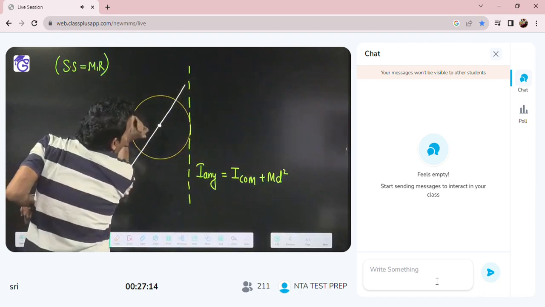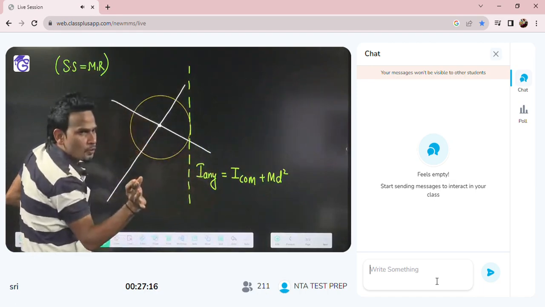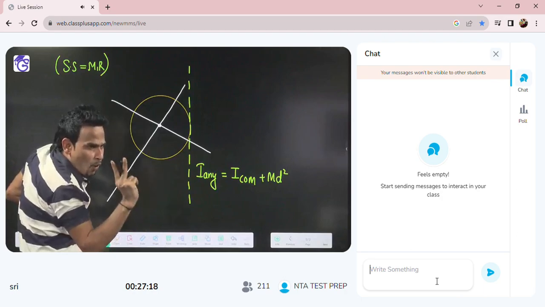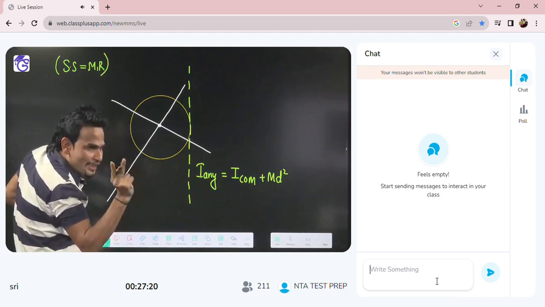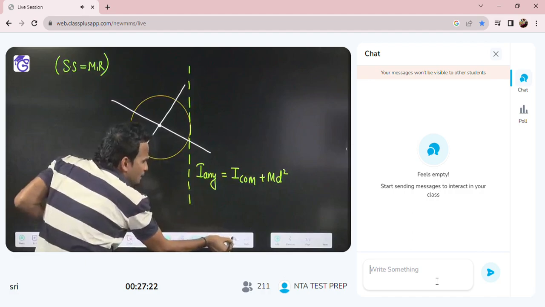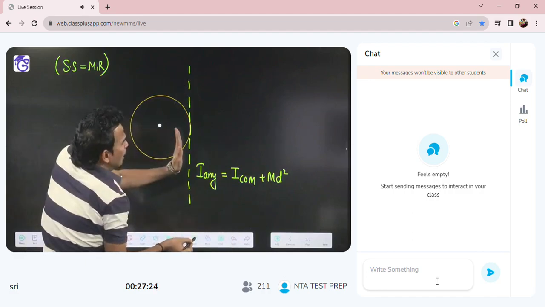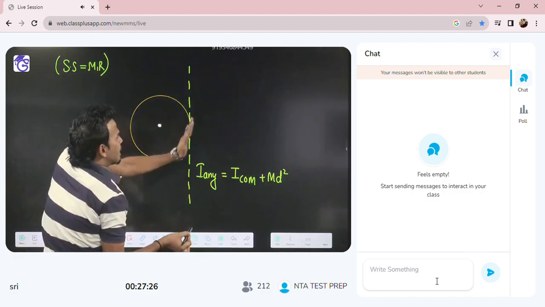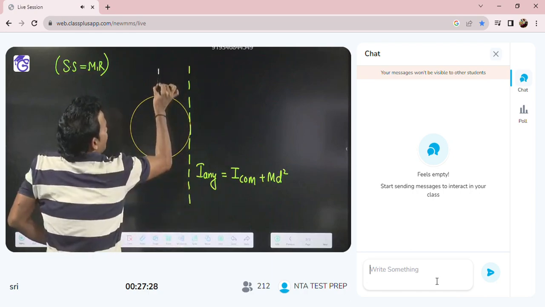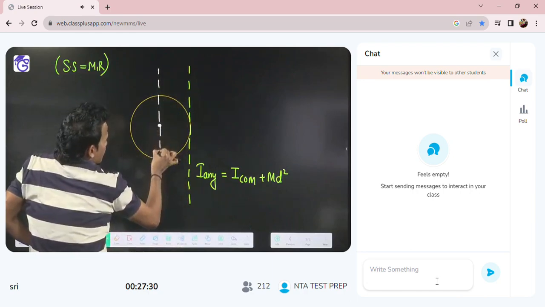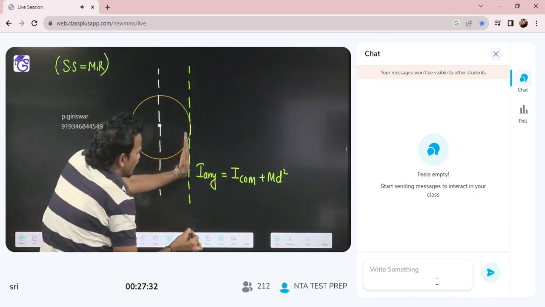Someone will say, sir, I will take I_COM like this. No. You cannot take it like this. Both axes must be parallel. That's why the name of the theorem is parallel axis theorem. So I will draw one I_COM which is parallel to it, and that I_COM will be like this. This is our I_COM for this I_NE.